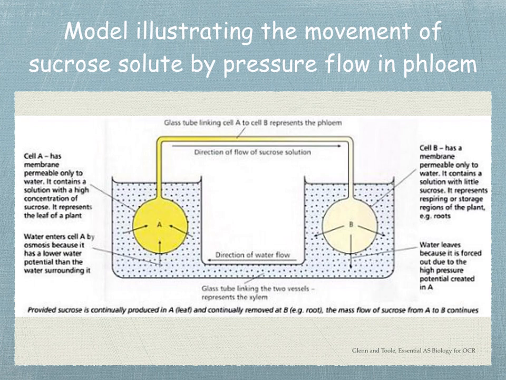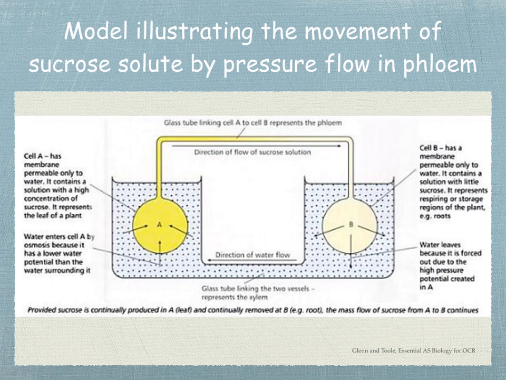So this whole diagram here is an osmometer, and it's made of two permeable containers joined by a tube. These containers are filled with different sucrose concentrations and placed in the water, so you need to identify which is the source and which is the sink. If we have a look at cell B, this has also got a membrane that's only permeable to water. However, it contains a solution that has got little sucrose. So it's the sink of the plant. So the sink is your roots or respiring tissues.